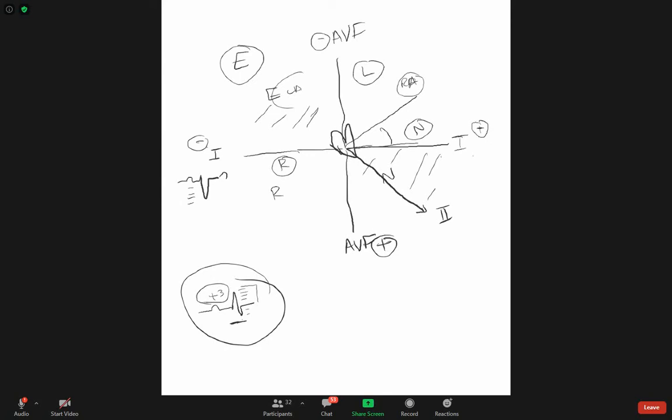Either lead 2 is positive. If lead 2 is positive, it means you're somewhere here. Or lead 2 is negative, which means you're here, which is a left axis. Is it clear or not? Do you have any questions about this part, the axis? Do you need me to re-explain it?